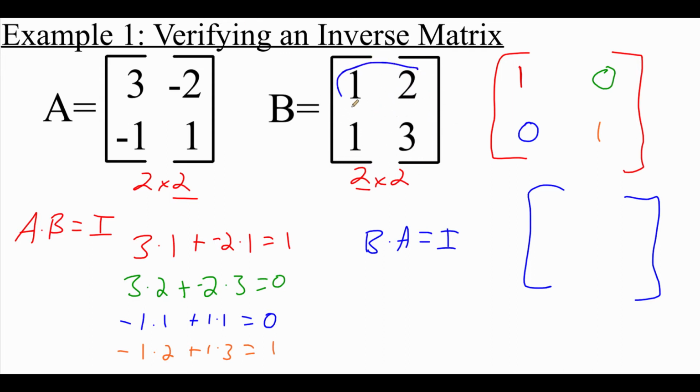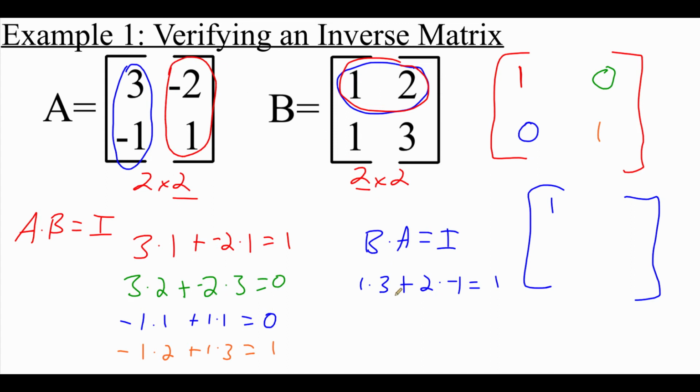So I'm going to take the first row from matrix B times the first column from matrix A. So 1 times 3 plus 2 times negative 1. We end up getting 1 as our answer. Then I need to take the first row from B times the second column from A. So 1 times negative 2 plus 2 times 1, and we get 0 as our answer there.